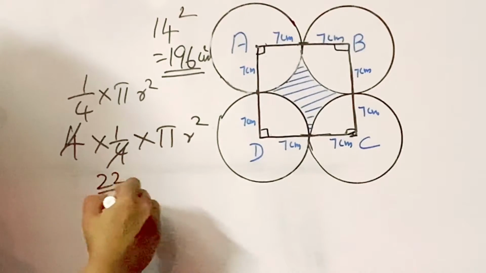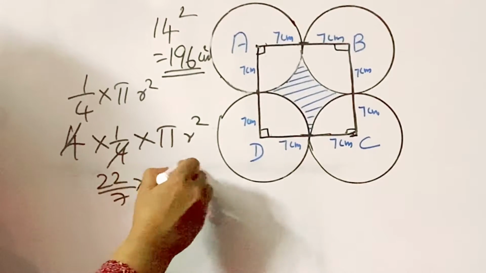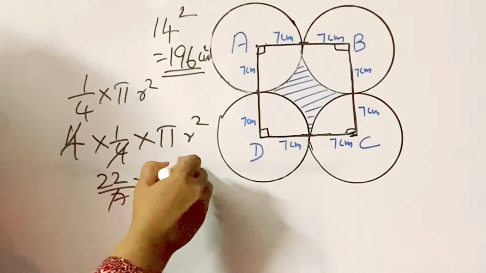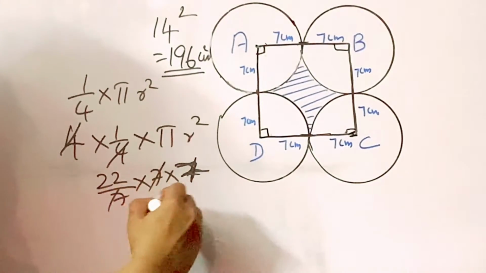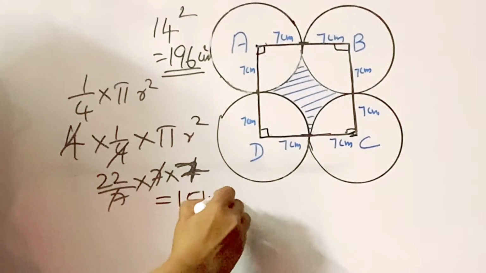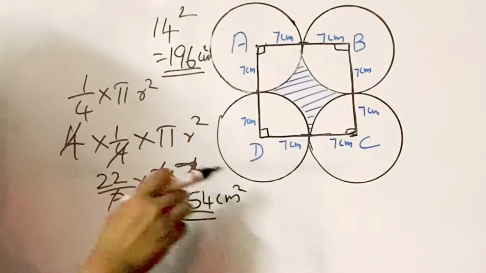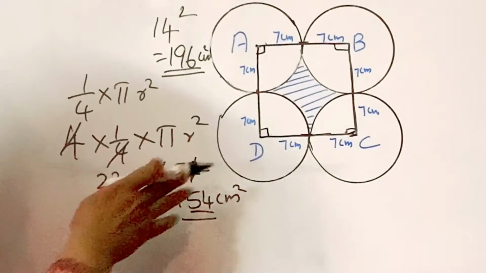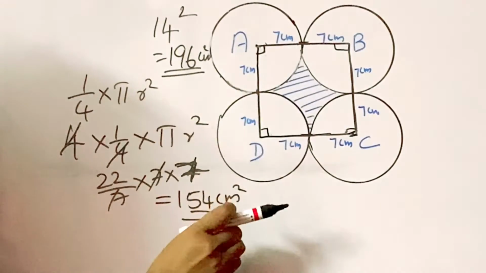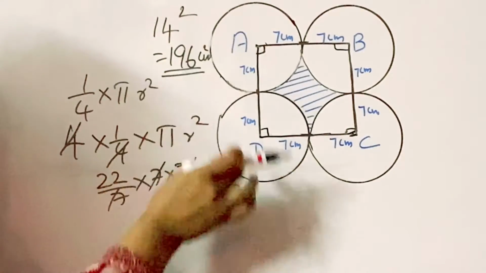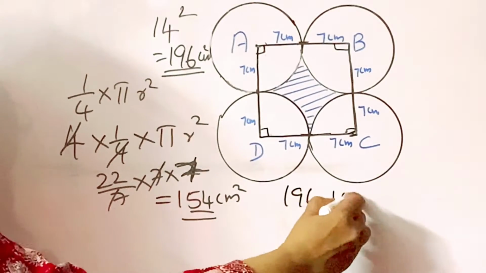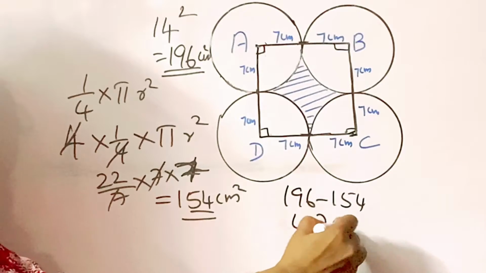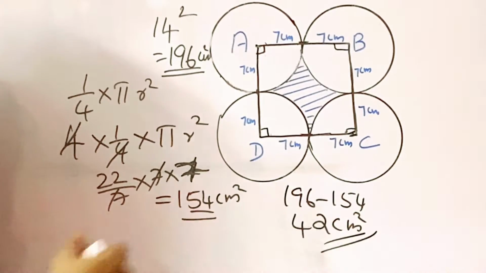This is 22/7 into 7 into 7. That is 22 into 7. 22 into 7 is 154. So 154 centimeter squares is the area of the 4 quadrants. So area of the shaded part is equal to area of the square minus quadrants. That is 196 minus 154, is 42 centimeter squares. That is the area of the shaded part.